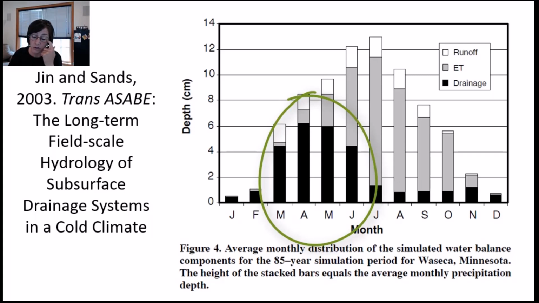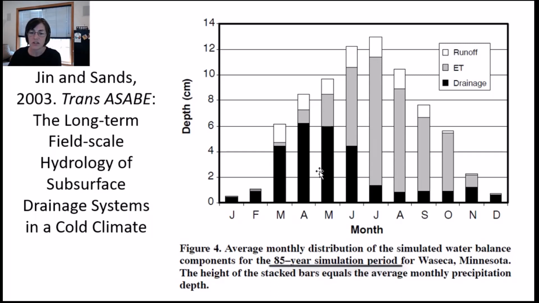So you see this modeled data from the University of Minnesota. March, April, May, and June were the months where they modeled having a lot of drainage over this 85-year simulation. Those are just the months where the drainage is a relatively bigger part of the water balance for flows leaving the field when you look at runoff, evapotranspiration, and subsurface drainage.